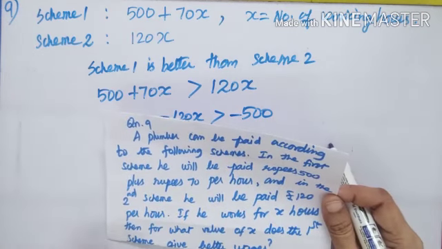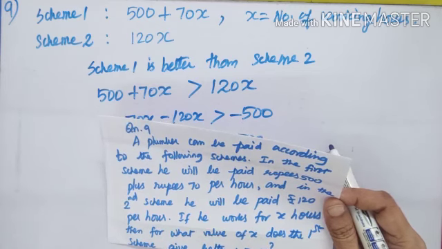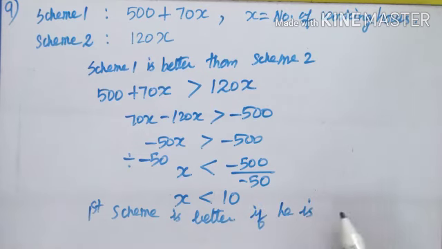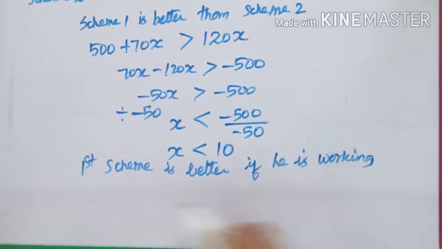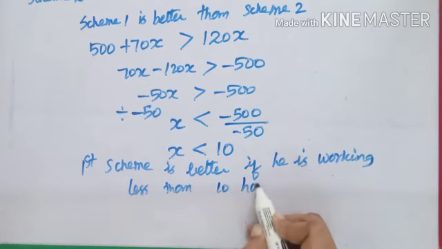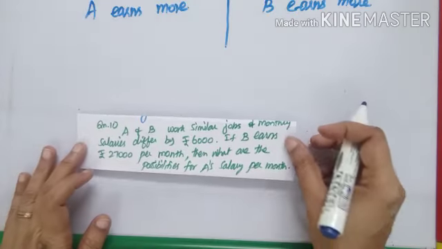What is the question? If he works for x hours, for what value of x is the first scheme better? So the first scheme is better if he is working less than 10 hours. And that is the answer. So in word problems, let us read line by line, frame the equation or inequation and write the answer in statements.